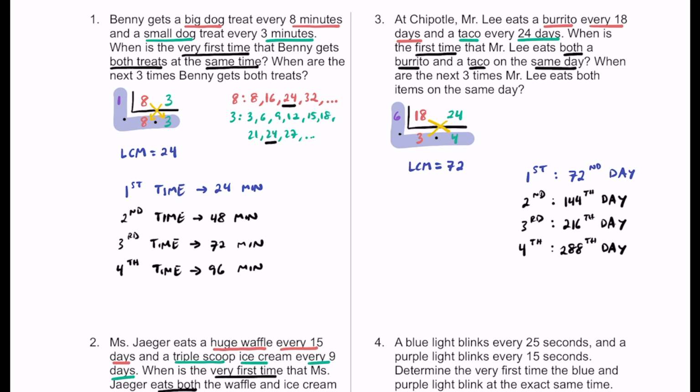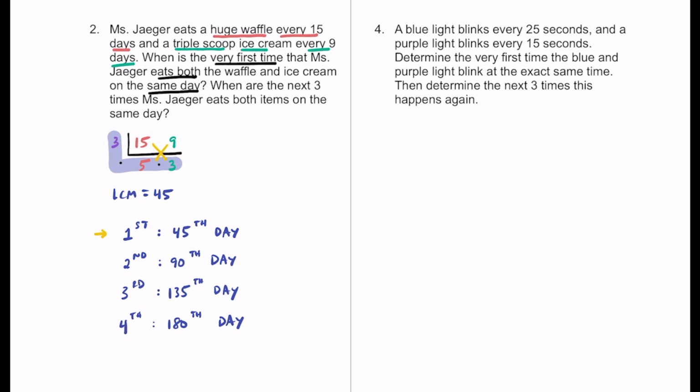Okay, so these would be each of the times that's going to occur. The first time is going to be on day 72, and then every 72 days after that, Mr. Lee is going to eat both on the same day. Cool. Moving on to number 4, a blue light is going to blink.